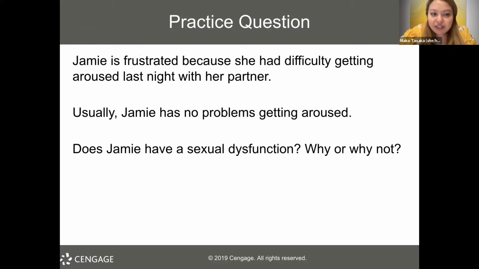Jamie is frustrated because she has difficulty getting aroused last night with her partner. Usually Jamie has no problems getting aroused, but last night she did. Does Jamie have a sexual dysfunction, or does the information we have suggest that Jamie has a sexual dysfunction? Why or why not? So just take a minute, think that over.